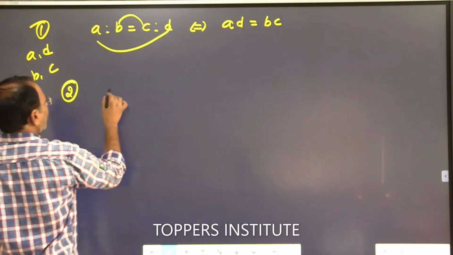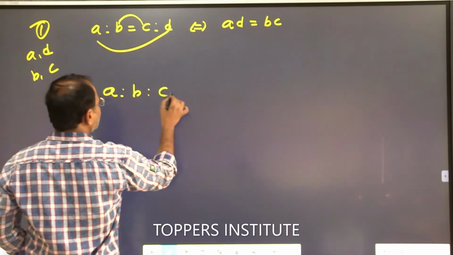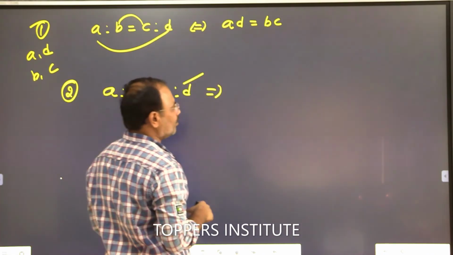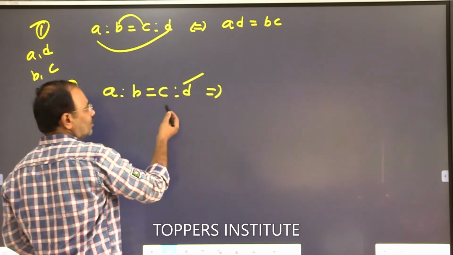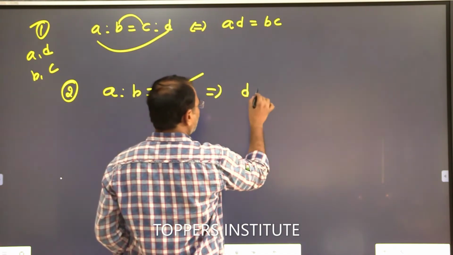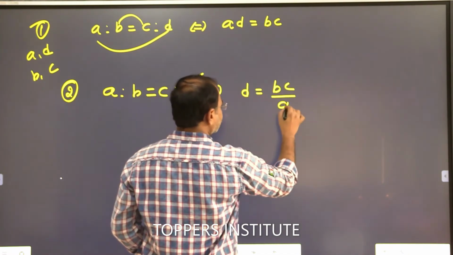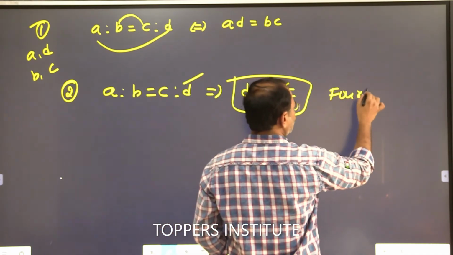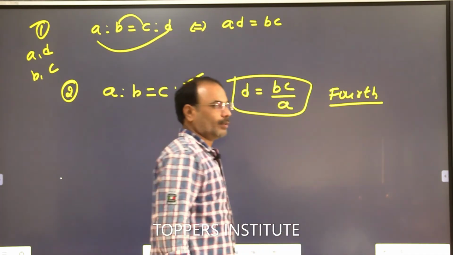అండ్ నెక్స్ట్ వన్ A is to B is equal to C is to D, then D is called the fourth proportion of A, B, C. A is to B is equal to C is to D అంటే D is equal to ఏం రాసుకుంటాం మనం, BC by A. ఆల్రెడీ డిస్కస్ చేసినాం. BC by A అంటే ఫోర్త్ ప్రపోర్షన్. దిస్ ఈజ్ వాట్ ఫోర్త్ ప్రపోర్షన్.